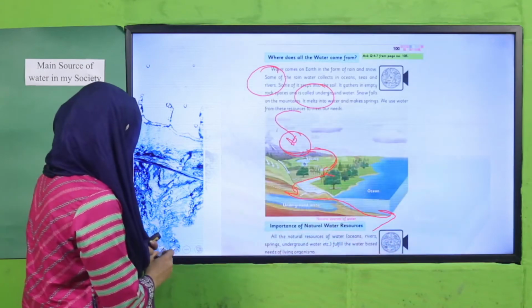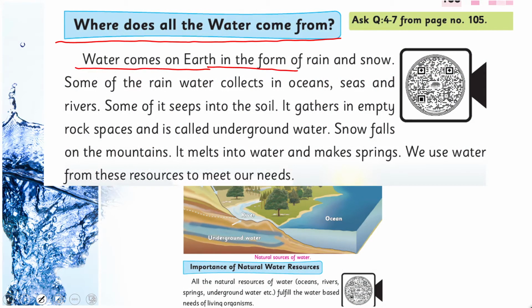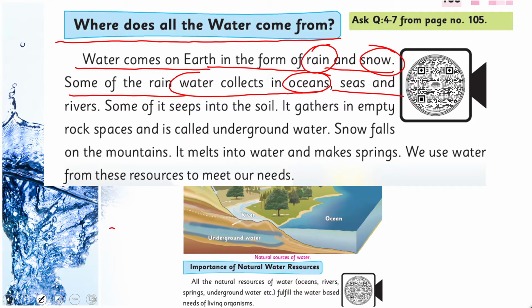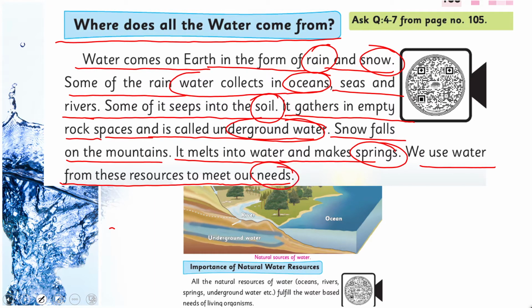Okay, my dear students, now is the time for reading. Where does all the water come from? Water comes on earth in the form of rain and snow. Some of the rainwater collects in oceans, seas, and rivers. Some of it seeps into the soil. It gathers in empty rocks, spaces, and is called underground water. Snow falls on the mountains. It melts into water and makes springs. We use water from these resources to meet our needs.